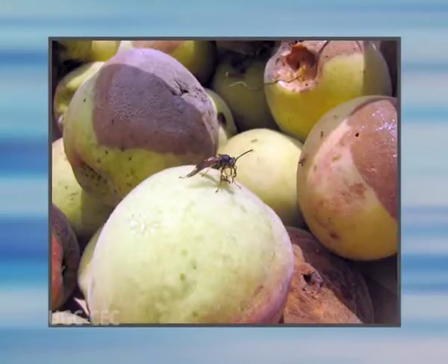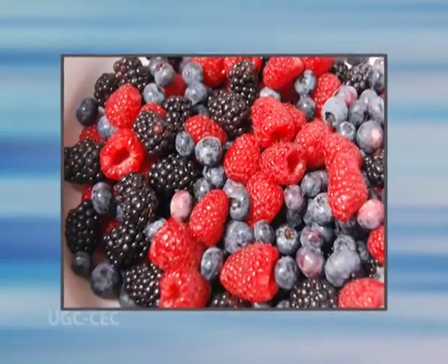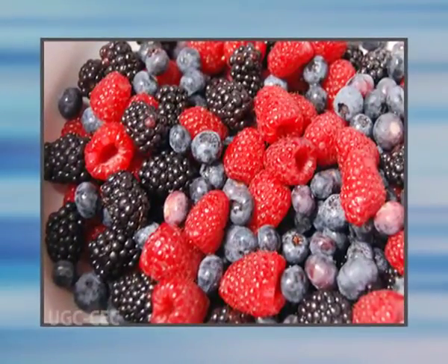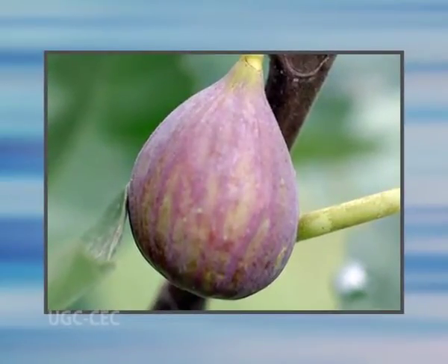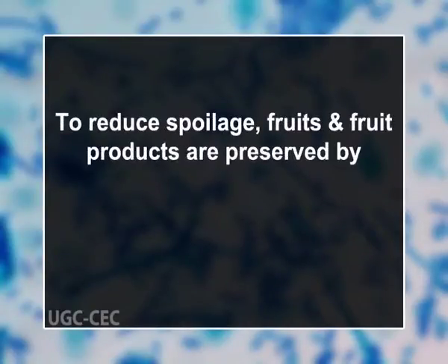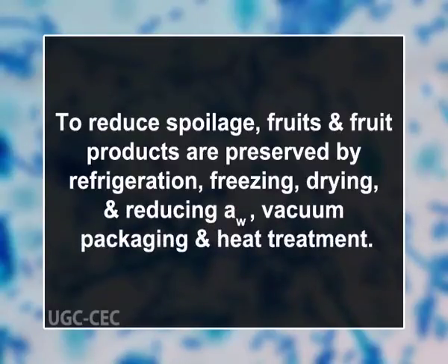from genera Penicillium, Aspergillus, Alternaria, Botrytis, Rhizopus, and others. According to the changes in appearance, the mold spoilage is designated as black rot, grey rot, soft rot, brown rot, and others. Bacterial spoilage associated with the souring of berries and figs has been attributed to the growth of lactic acid and acetic acid bacteria. To reduce spoilage, fruits and fruit products are preserved by refrigeration, freezing, drying, and reducing aw, that is water potential, vacuum packaging, and heat treatment.